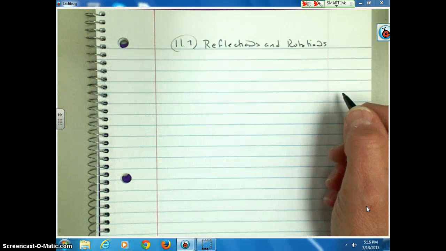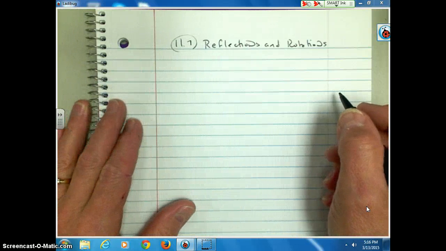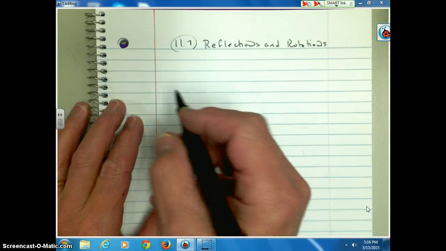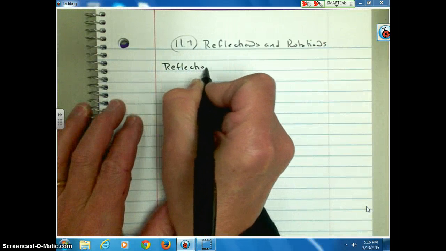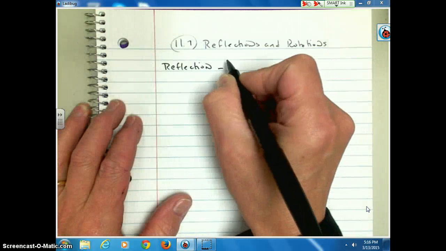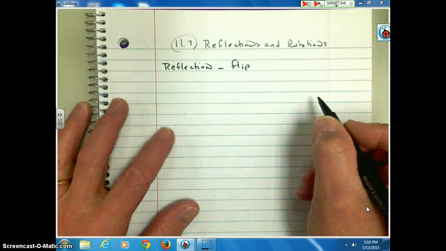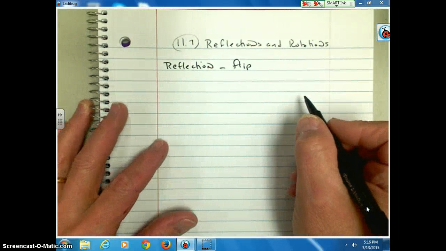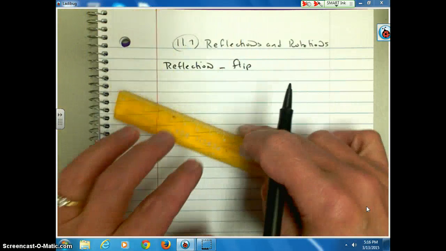So let's do some examples of reflections and rotations. And I think a lot of this is going to look familiar to you. So a reflection is basically the same thing as a flip. You've probably heard about it as a flip in the past. So a reflection and a flip are kind of the same thing. So let's make an example of that.